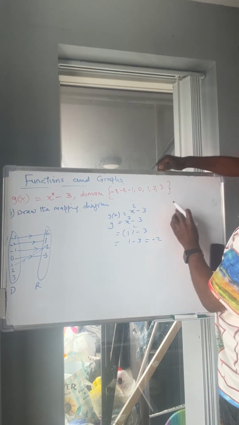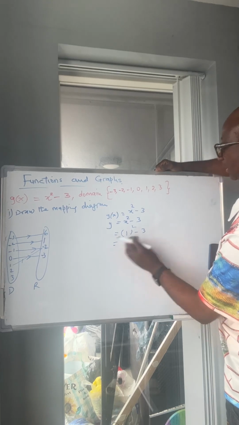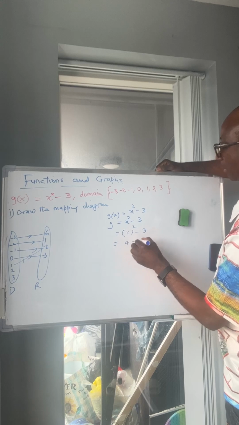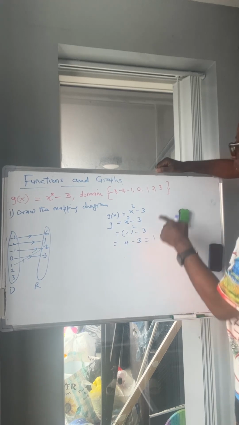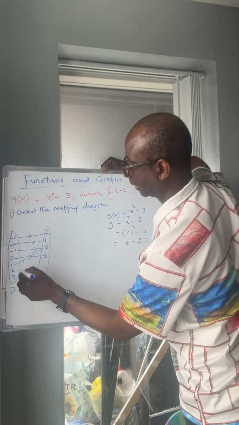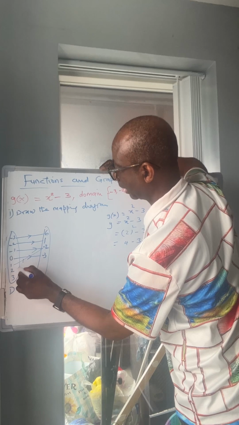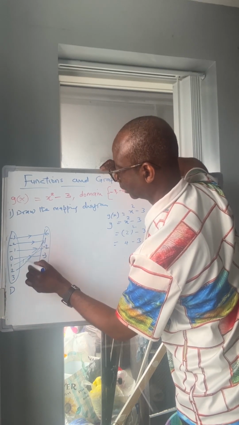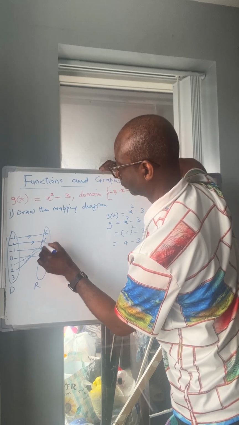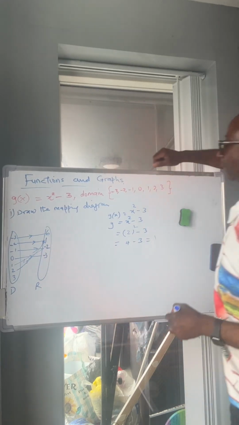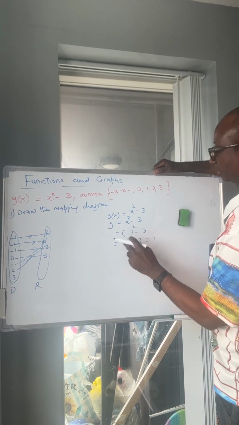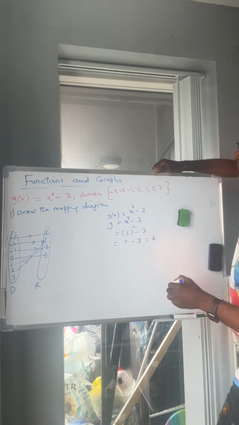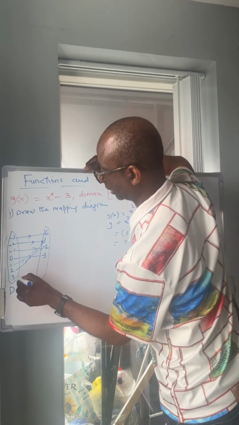Now what if you have 2? 2 squared is 4, minus 3 gives you 1. So 2 maps to 1. Now what if you have 3? 3 squared is 9, minus 3 is 6. So 3 will give you 6.